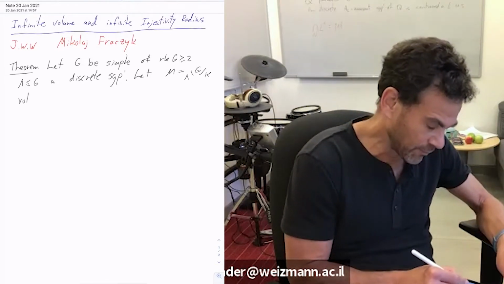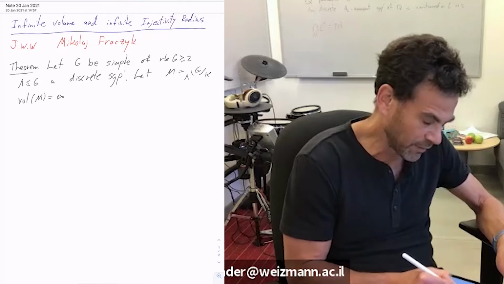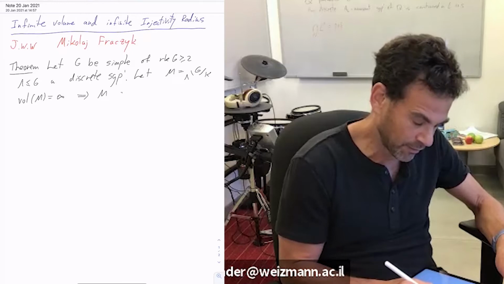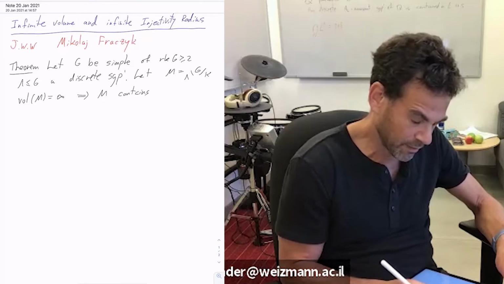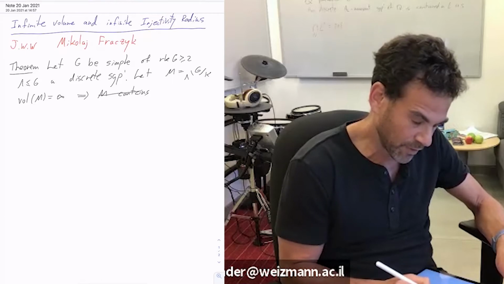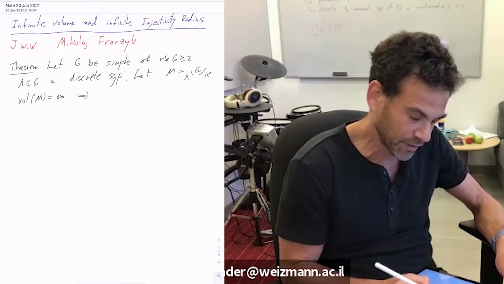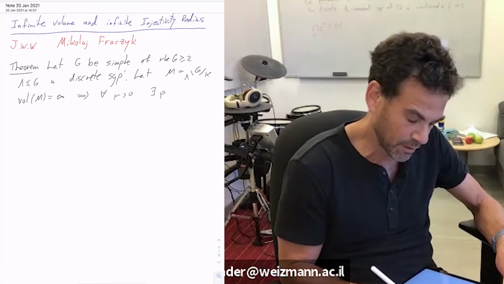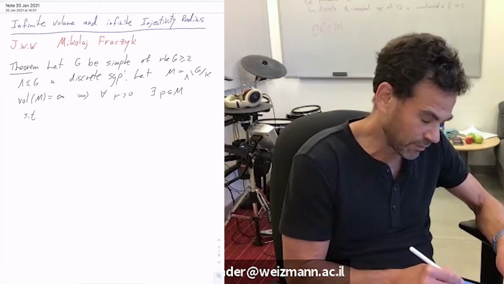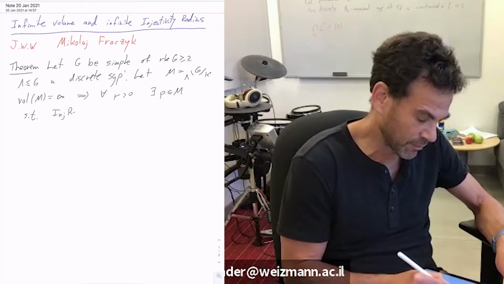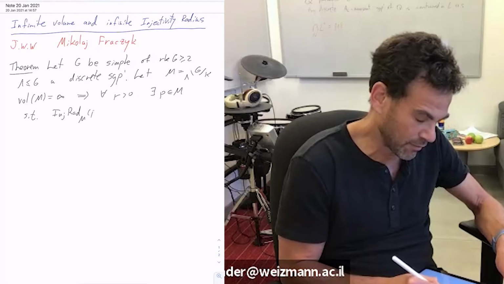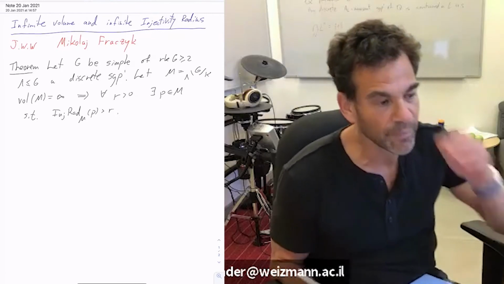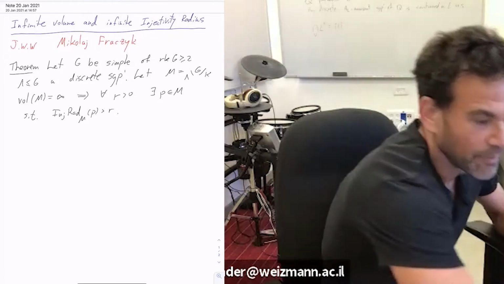Then if the volume of M is infinite, M contains balls of arbitrarily large radius. So for every R, there is P inside M such that the injectivity radius is at least R. This was a conjecture by Margulis.